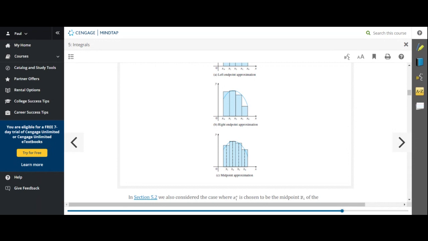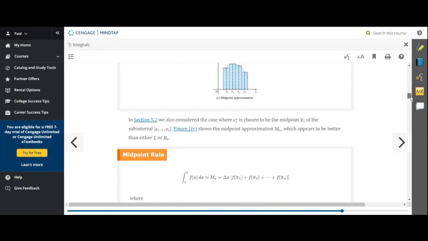Offhand, of all these approximations, would there be a way to get a better approximation? Like, we used 4 subintervals for each of these approximations. Is there a way to make the approximations better? That's right, Tina. That's right, Justice. We can increase the number of subintervals. Absolutely, we can do that.